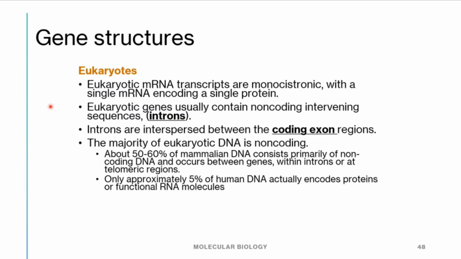However, eukaryotic genes usually contain non-coding intervening sequences called introns. They are interspersed between the coding exon regions. And the vast majority of eukaryotic DNA is actually non-coding. Okay, so they don't actually code for any protein. For humans, only about 5% of DNA actually codes for proteins or functional RNA molecules.